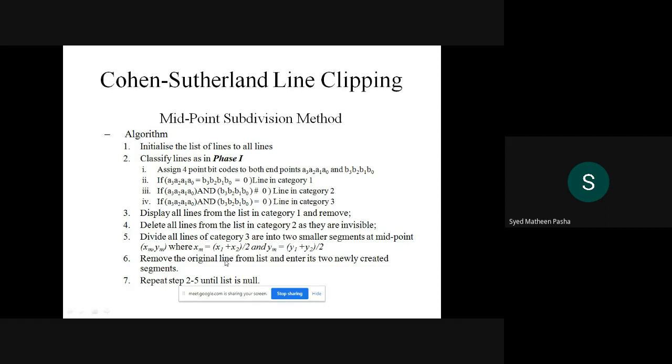Basically, it will be eliminating as well as creating new lines with respect to the original line. Once you have got this, it will delete the original line and retain the lines calculated after the calculation of xm, ym. Then steps 2 to 5 are repeated in a loop. So this is what the midpoint subdivision algorithm says.